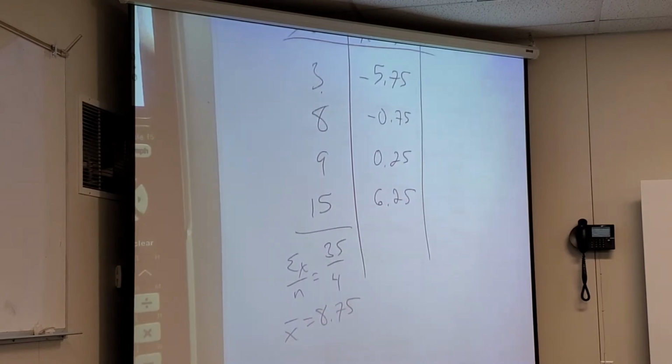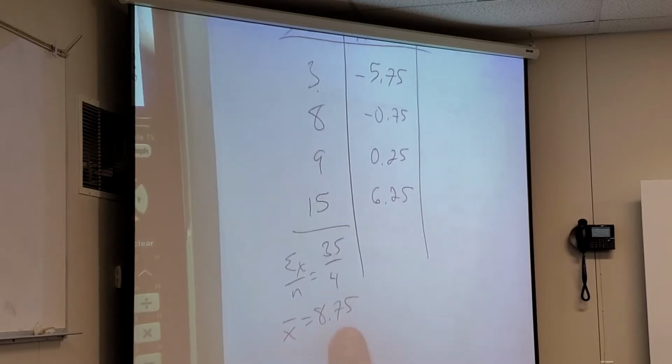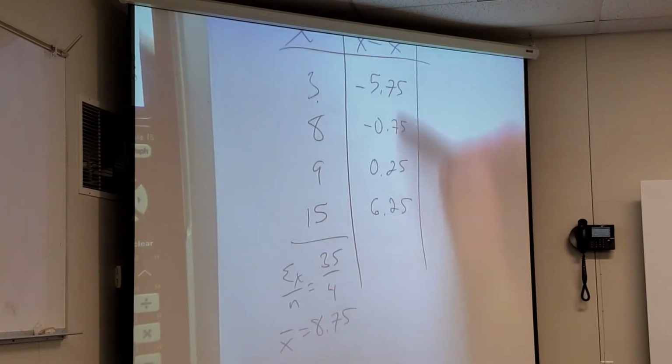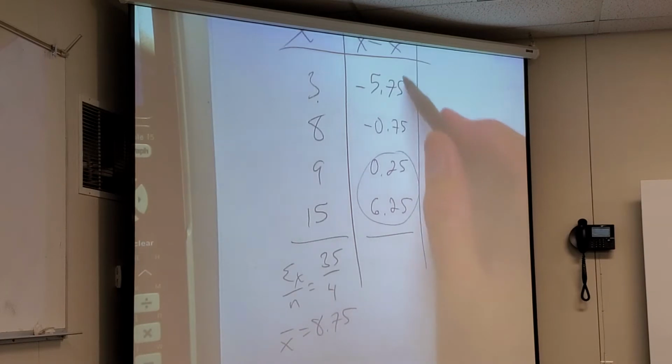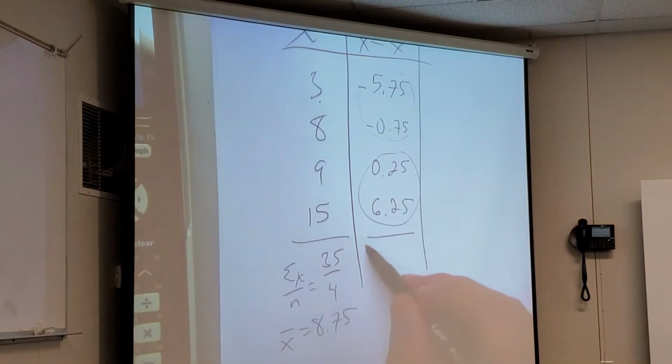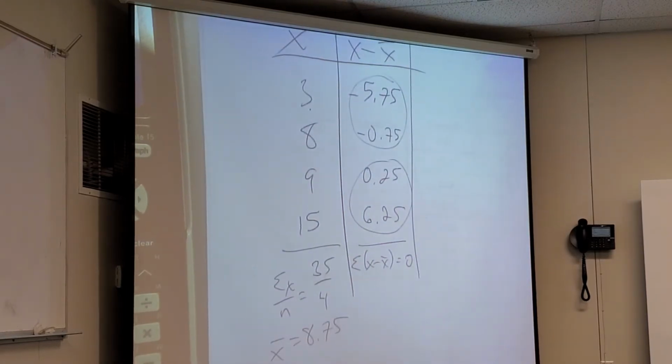Is everybody with me on how I got those? Did we round the mean at all? No, thankfully the mean came out nice. So these have to add up to be what? 0. So these are 6.5. Is that cool? And these are negative 6.5. So sure enough, the sum of these is 0. Do you have to do that? No. But that's a nice check.